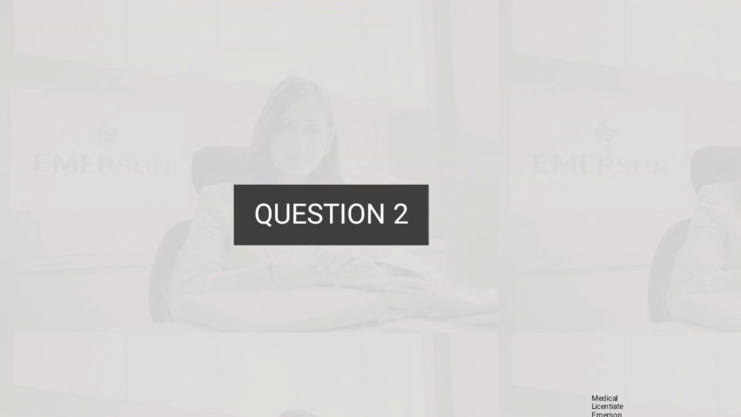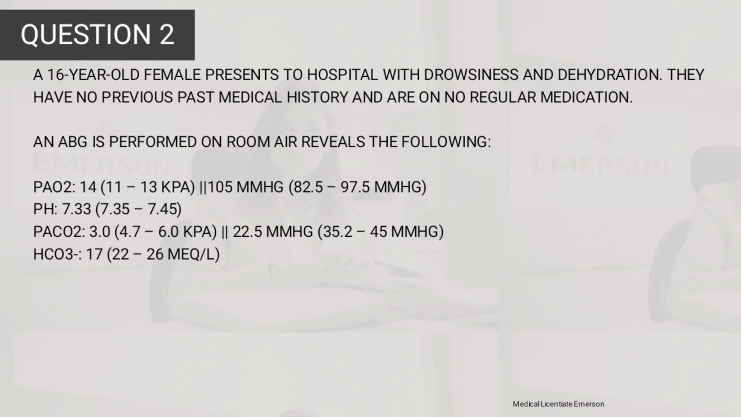So this is question 2. Question 2 says a 16-year-old female presents to the hospital with drowsiness and dehydration. They have no previous past medical history and are on no regular medication. And an ABG is performed on room air that reveals the following. So there is a partial pressure of oxygen of 14 kilopascals and in millimeters of mercury 105.